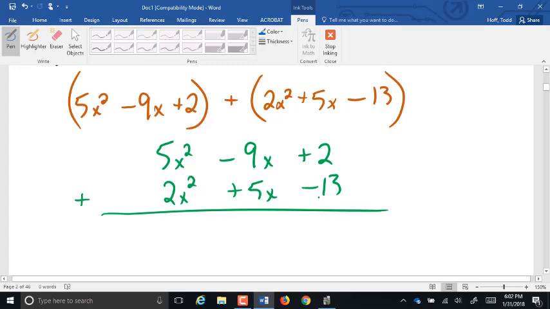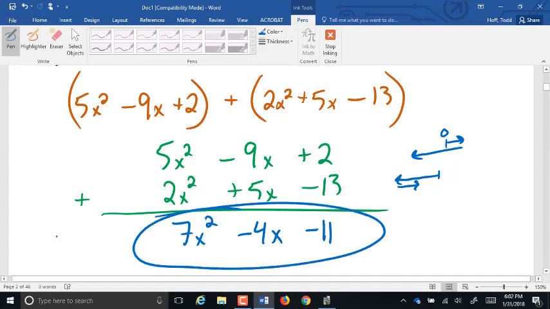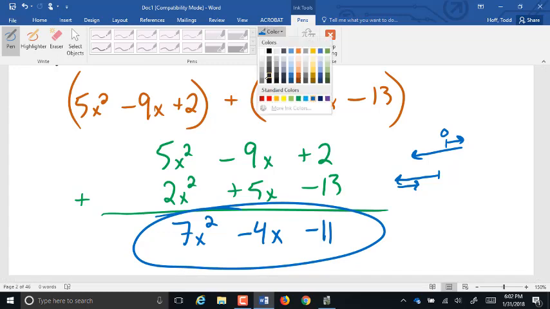Positive 2 plus negative 13. Negative 11. Very good. Think of it as the number line. 0, you go up 2 and back 13. It's negative 11. Negative 9 plus 5. That's negative 4. So it's a negative 4x. Good. And 5x squared plus 2x squared? 7x squared. And there it is. Any questions?